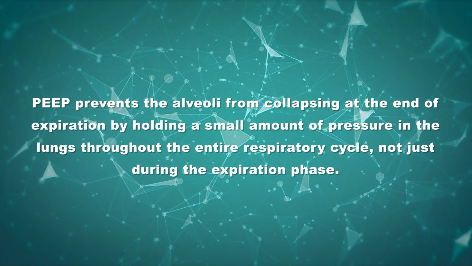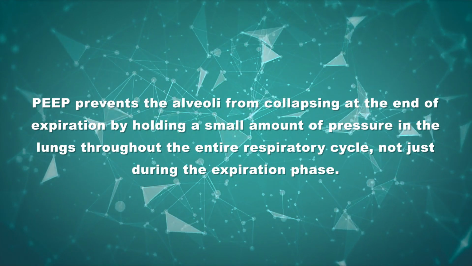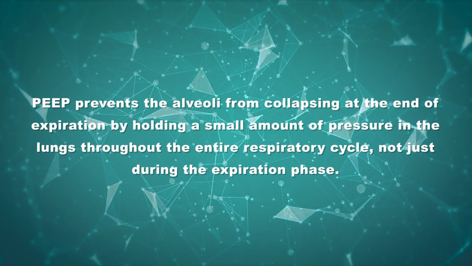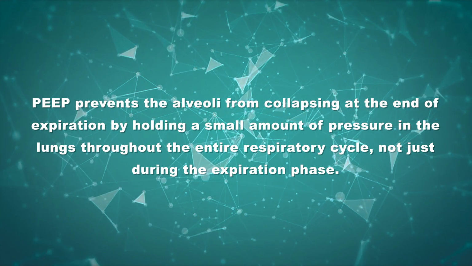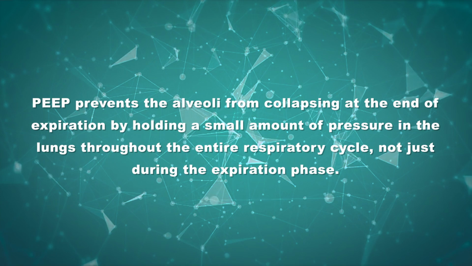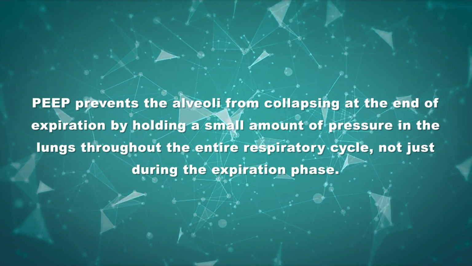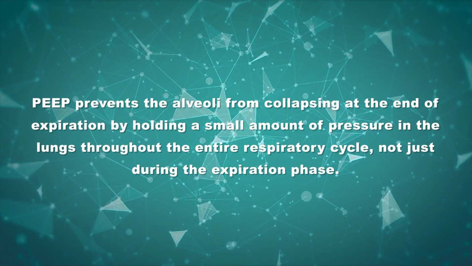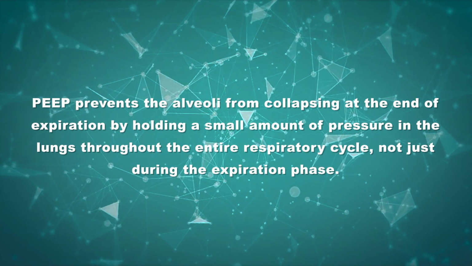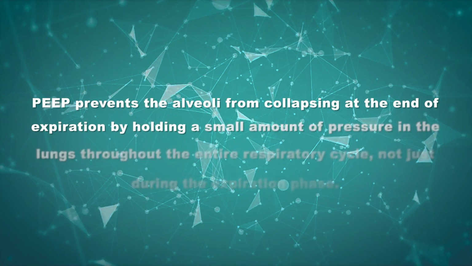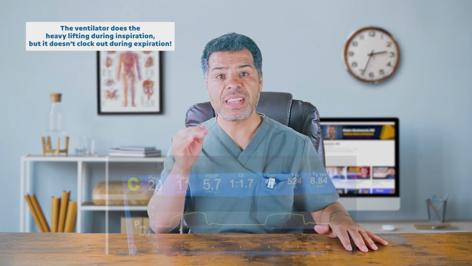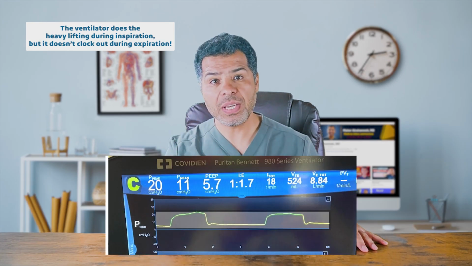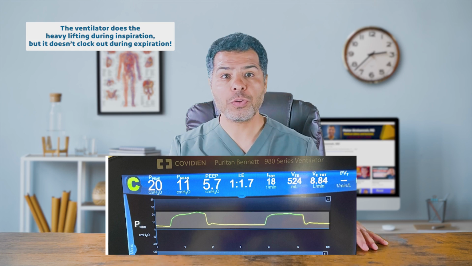Think of it as a doorstop that keeps the alveoli slightly open, making the next breath easier and improving oxygenation. So please do not be fooled by the name PEEP. PEEP is not just at the end of expiration, it's present throughout the entire respiratory cycle. During expiration, it's the only pressure applied, and during inspiration, the ventilator adds pressure on top of PEEP to deliver the breath. Take a look at this pressure versus time graph on this ventilator screen. The yellow line represents the PEEP and the green line represents the inspiratory pressure that is added on top of the PEEP. Let's move to the third concept.